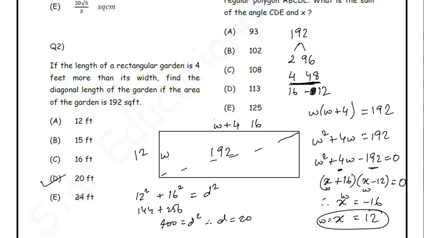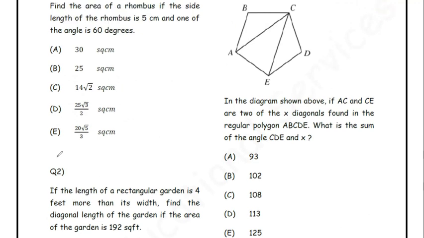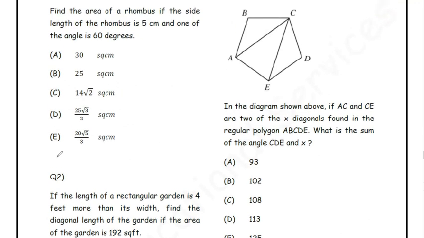Question number 3. Okay, so we have a diagram shown above. AC and CE are two of the x diagonals found in the regular polygon ABCDE. What is the sum of the angle CDE, that is this one, and x, the number of diagonals out here?